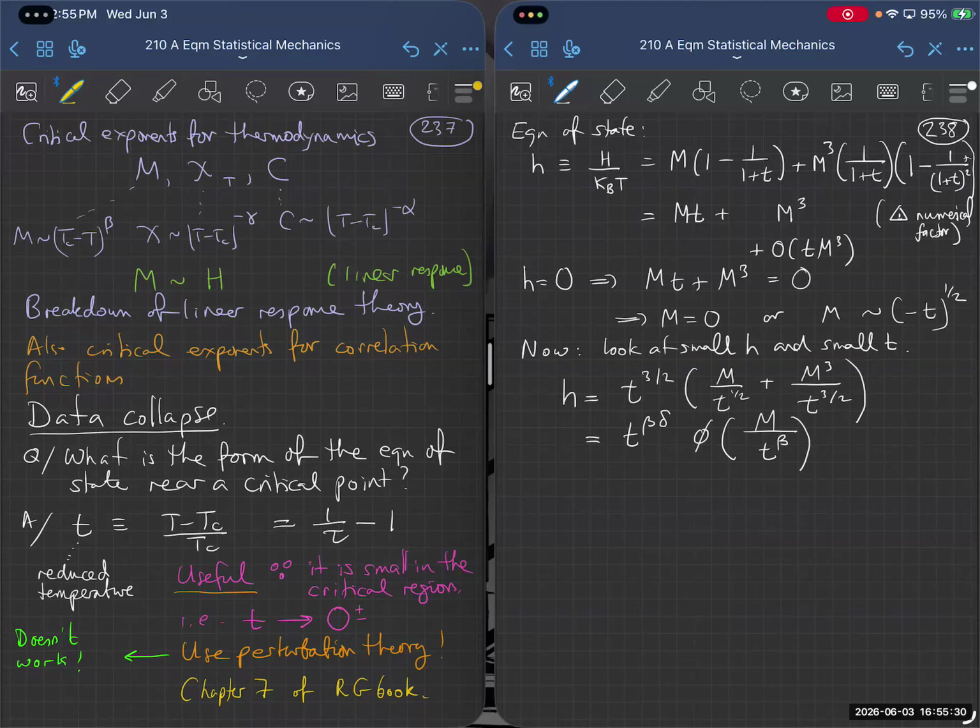And here, my phi as a function of its argument, phi of x, is x plus x cubed. And beta is the one that we already calculated, 1/2, and delta is equal to 3. Okay, so that's a true statement, but seems very useless. But here's what you can do with it.